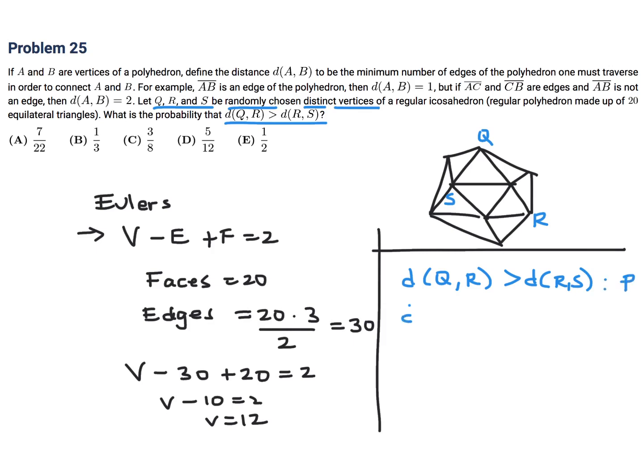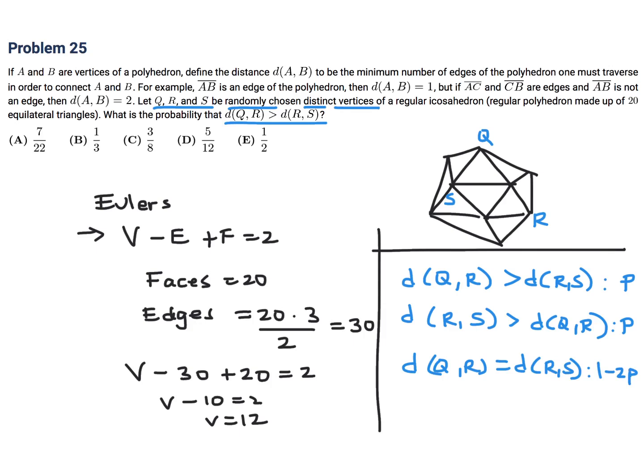And therefore, since they're randomly selected, if we did RS compared to QR, the other way around, that would also be P. And therefore, they'd be equal when the probability is 1 minus 2P. Because all of these have to add up to 1, and I believe they do. Right? Because it can be either greater than, less than, or equal.